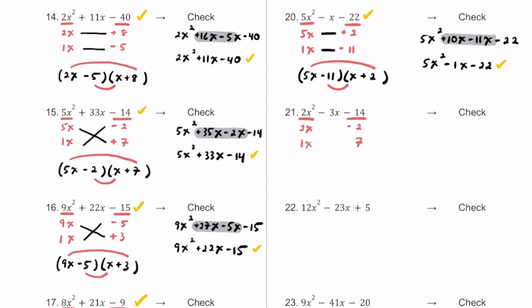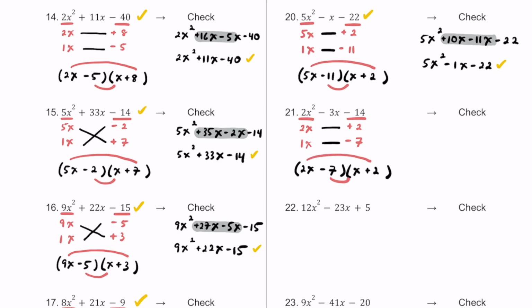We want negative 3, so we're on the right track. All we have to do is make this a positive 2 and a negative 7. So if we do that, we can pair this up and say this is going to be 4 minus 7, which is negative 3, and we're good to go. So we have 2x, and we have 1x. 2x is being paired with this plus 2, and the 1x is being paired with this minus 7. So you can see our outer pairings and our inner pairings. Let's go ahead and check this.